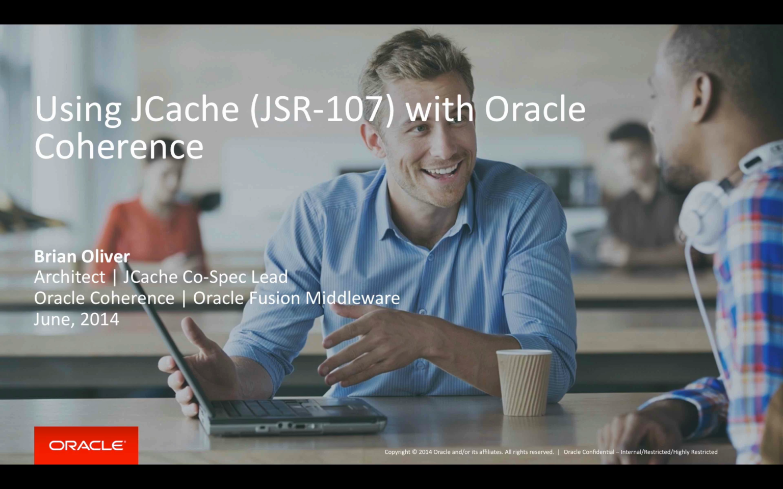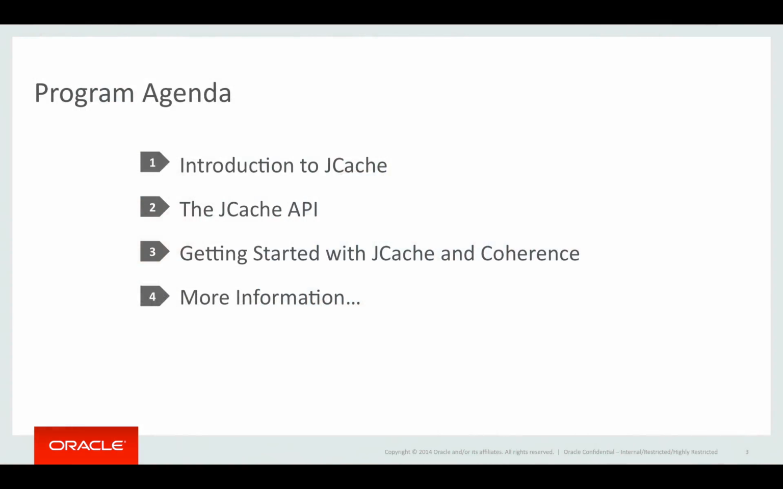I work as an architect within the Oracle Coherence team and as a specification lead for JCache. In this presentation, we're going to provide a brief introduction to using JCache with Oracle Coherence. For the most part, all of this information, together with detailed examples and step-by-step tutorials, is available in the Oracle Coherence developer documentation. But for those of you who would like a quick introduction and really don't want to read too much, this presentation is a great start.